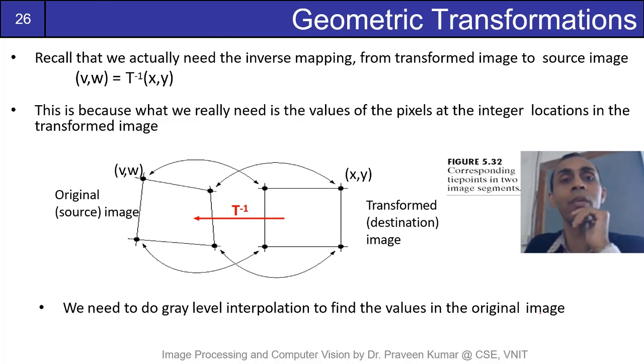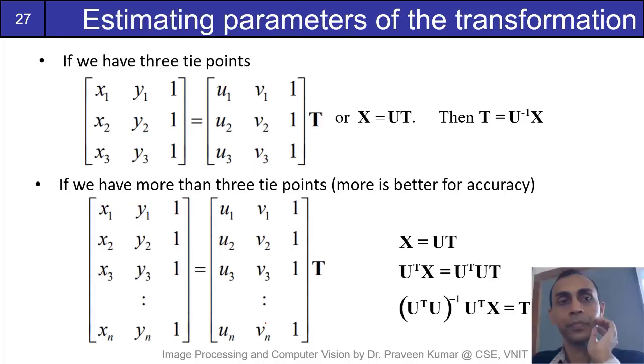Once we solve these 6 unknowns, we know our T. We'll get the T inverse, and with the T inverse we'll be able to identify the actual coordinates from which the transformed coordinates have to come. Then we can do the gray level interpolation, either using bilinear interpolation or nearest neighbor interpolation. That's how we will generate our transformed image.